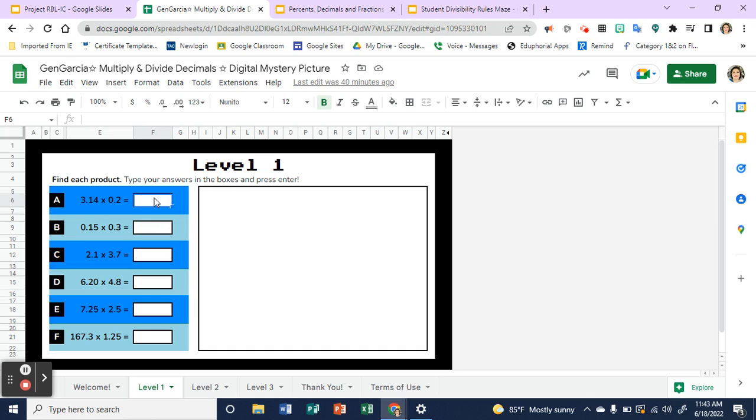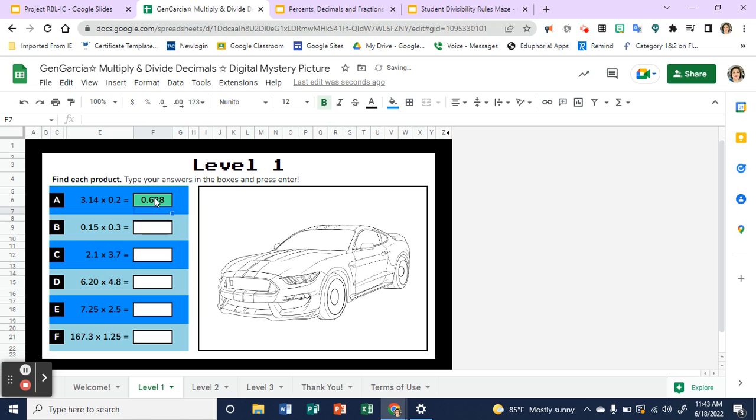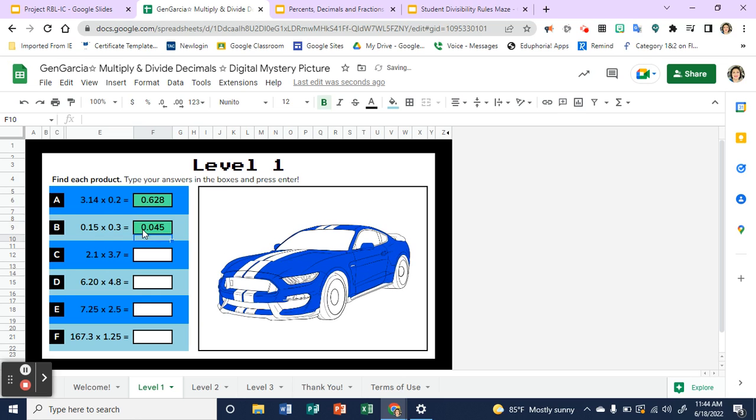So here we have the first one. If you put in the correct answer and you push enter, it becomes green, and then you see the first part of the mystery picture. As you go on, certain parts of the picture start to color the picture. Now, this is between the group of two or a group of three, and everybody's having a turn. And they are helping each other out as they're going through.